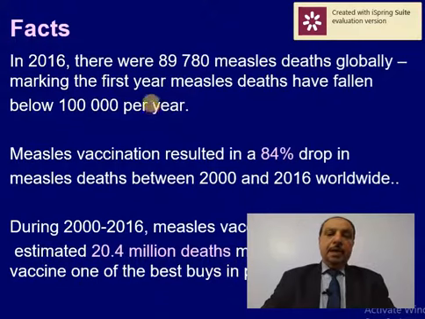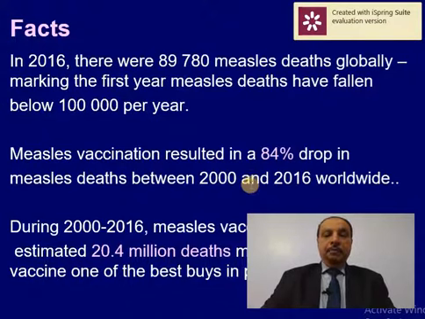This is marking the first year measles deaths have fallen, and it is now below 100,000 per year. Measles vaccination resulted in an 84% drop in measles deaths between 2000 and 2016 worldwide. So there is a drop in the number of measles cases.